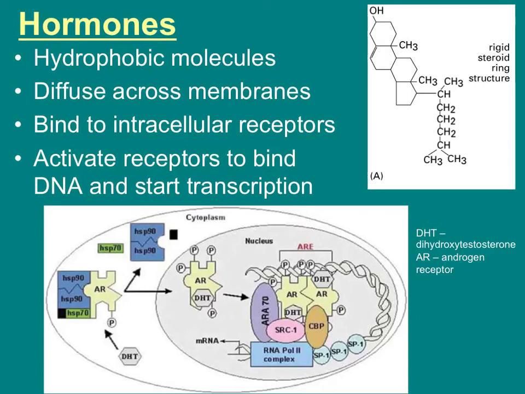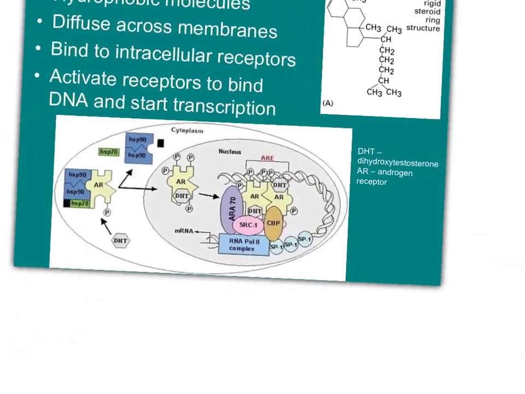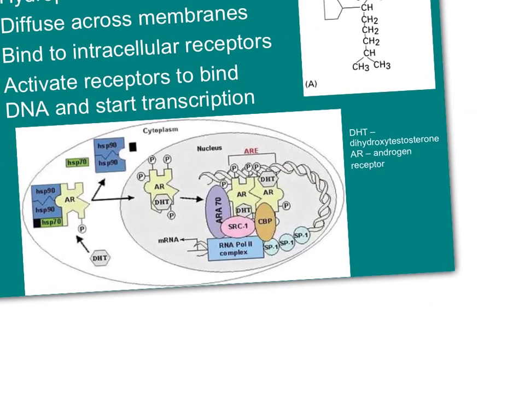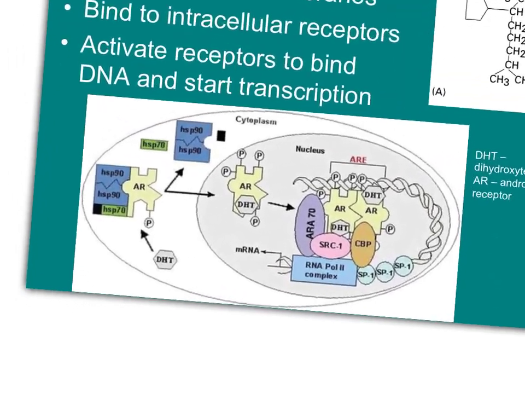And some of the hormones get across membranes. Some of the hormones actually bind to receptors, like insulin. Insulin has to bind to a receptor. Right? So down here, what you're looking at is, let me just make that part bigger. DHT, I wrote it in on the side, is testosterone. AR is androgen receptor.